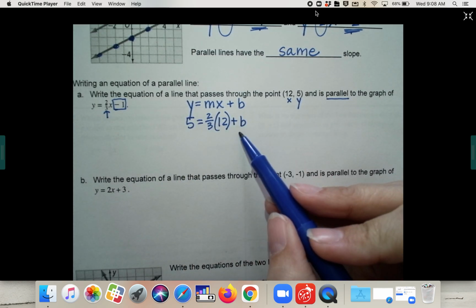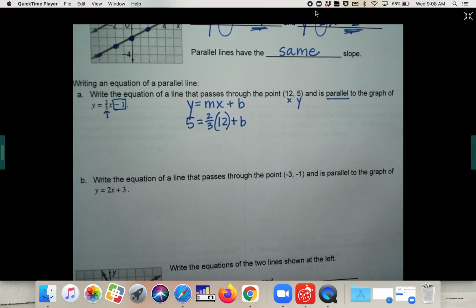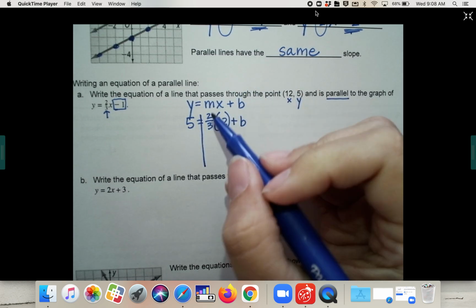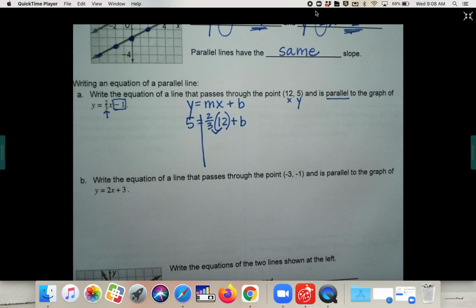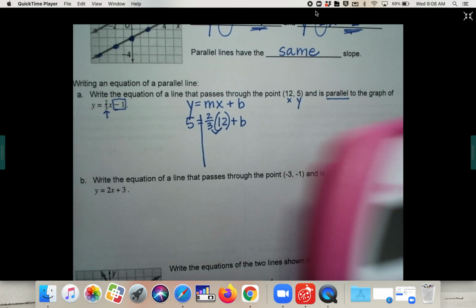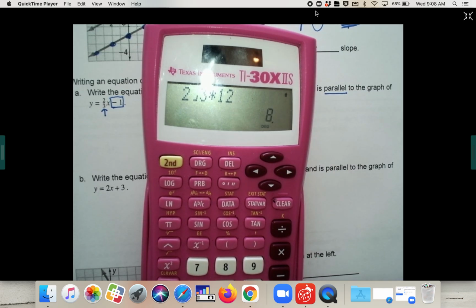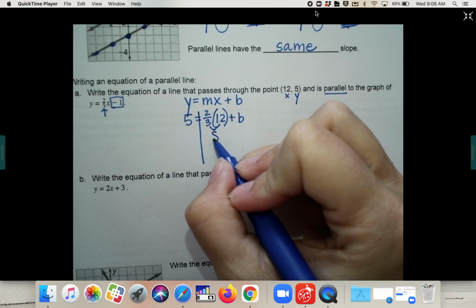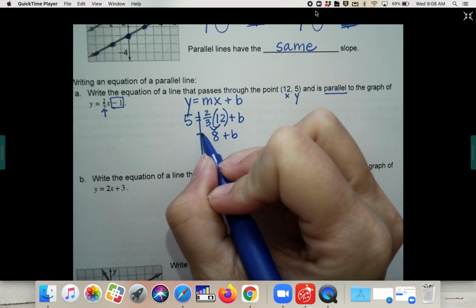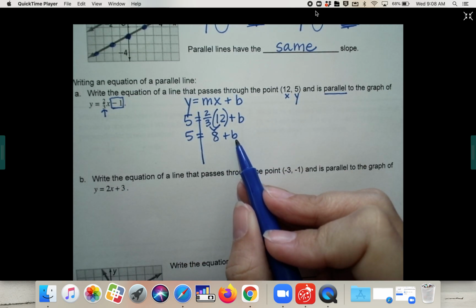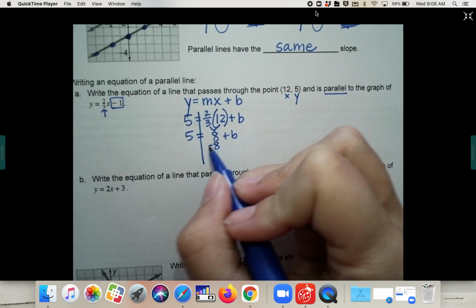And let's go ahead and solve this just so we can find out what our y-intercept, our b, is. All right, so 2/3 times 12. 2/3 times 12 is 8. Bring down your plus b equals 5. We're trying to solve for b here, so we're going to subtract 8 from both sides.